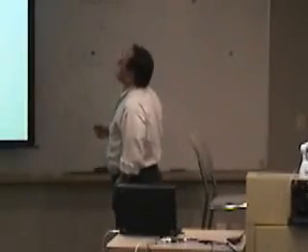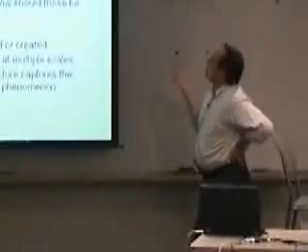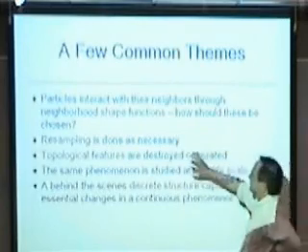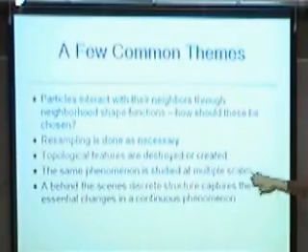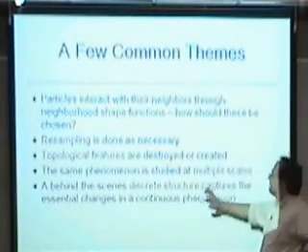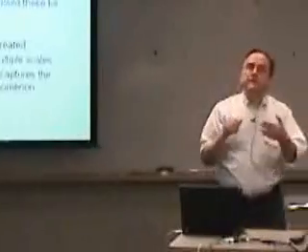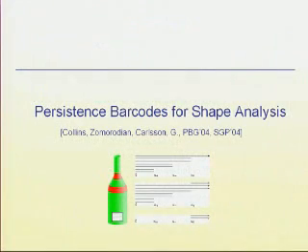As I go through this, even though these problems will be very different, you'll see a number of common themes, namely that particles interact with their neighbors through some kind of neighborhood shape functions. And this has to be chosen right to make the whole thing work. It's a dynamic setting where samples can be added or taken out. There'll always be strong interest in topological features that appear and disappear. We're going to look at the same phenomenon at multiple scales. And even though we are modeling things in the physical world that are fundamentally continuous, you will see that behind the scenes, there is a discrete structure that tries to capture only the essential changes that are going on in this continuous phenomenon.